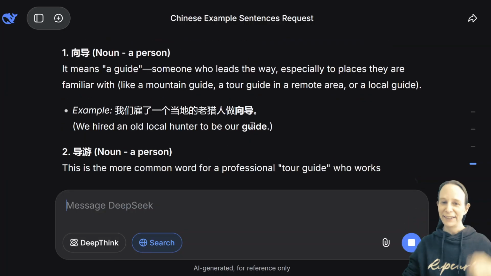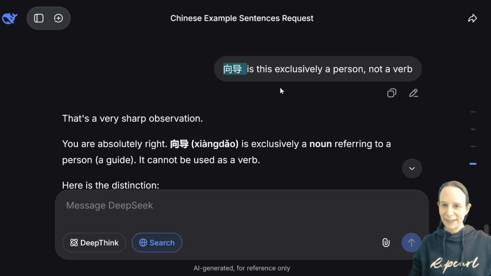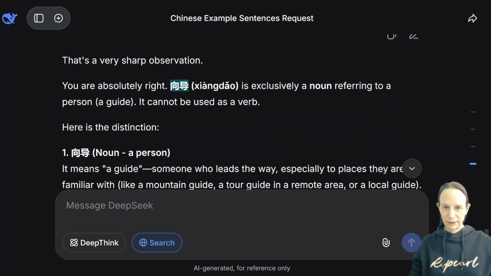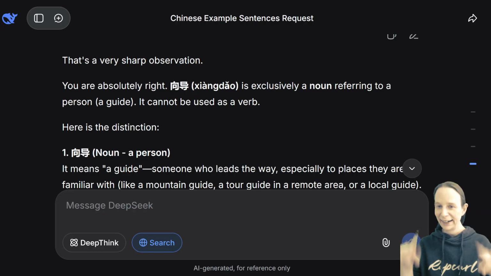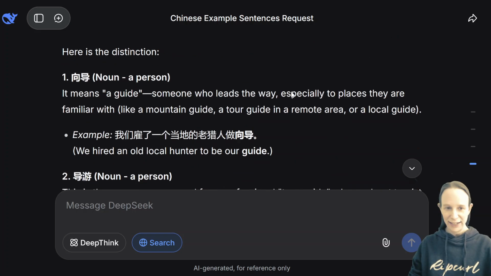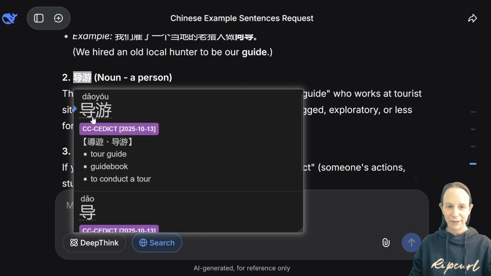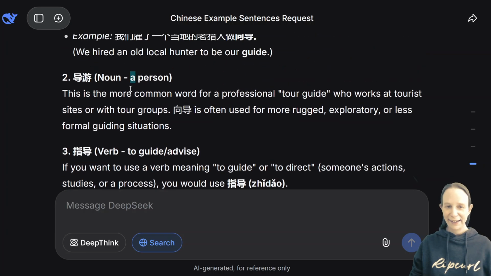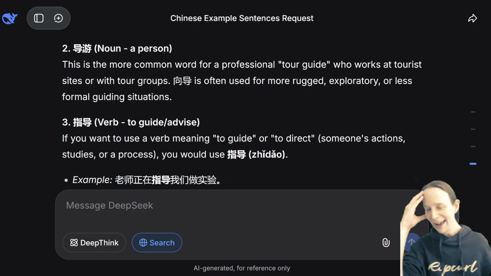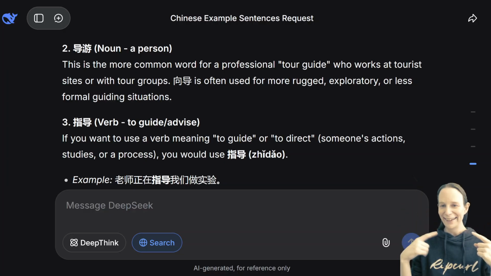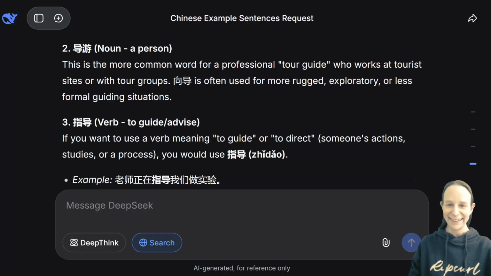That's a very sharp observation. Thanks. I'm asking it as a question. It cannot be used as a verb. Okay. So I was wrong. What this means is I need to adjust my knowledge here. So it is just a person, and what does the 向导 do? Maybe this is the one I was thinking of. 导游. So 导游. Oh, okay. Wow. Did the AI work out precisely what I was getting confused with here? Like that is genius. Super genius.